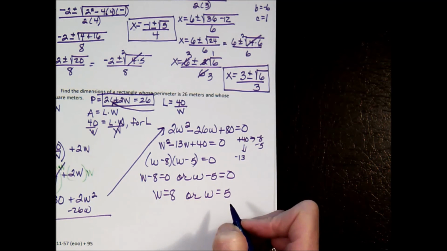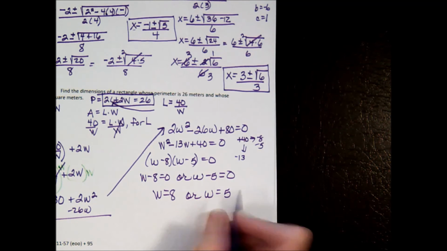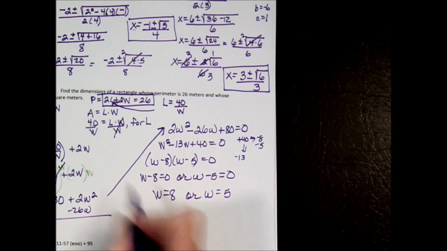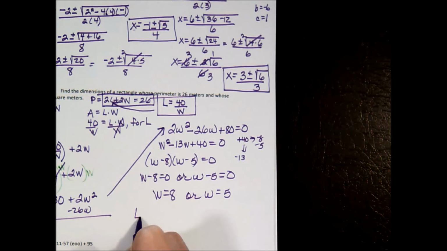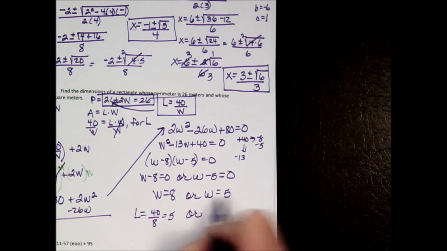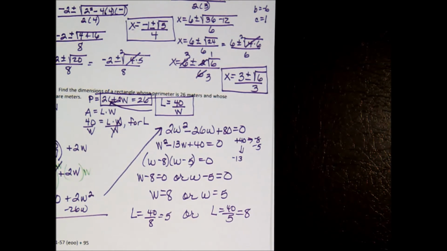It doesn't matter which is which. If I call it 8, then the length, I had this great formula right here for length. The length would be 40 divided by 8, which would be 5. Or if I call the width 5, the length would be 40 divided by 5, which is 8. So we're used to thinking of the length being the longer one, so it'd be length 8, width 5, but that doesn't necessarily mean that. The length could be the shorter one and the width could be the wider one. So it's either length equals 5, width equals 8, or length equals 8 and width equals 5.